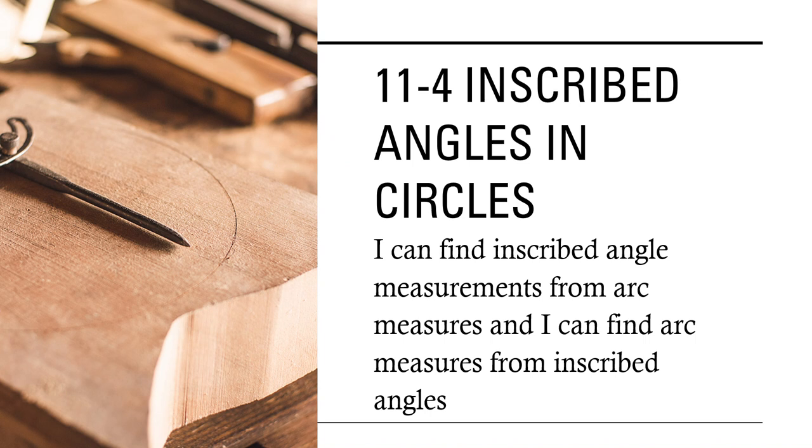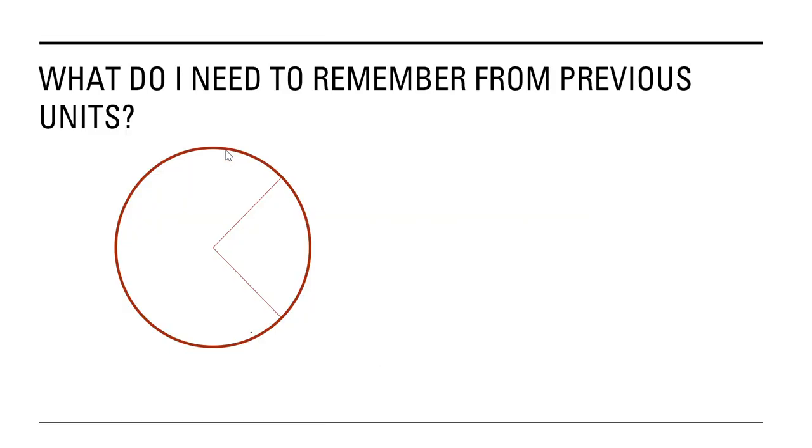A new kind of angles that we're going to see in circles. When you know an inscribed angle, you should be able to find an arc measure for that angle, as well as you can find arc measures. You can find the angle measurements if you know the arc measure. So some things that you need to remember from previous units in order to do well with this unit.